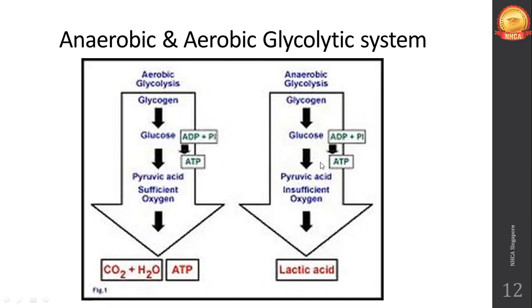The glucose will be converted into pyruvic acid, and since there is not enough oxygen, this is anaerobic glycolysis. The word anaerobic itself, what does it mean? In the absence of oxygen. Anaerobic means in the absence of oxygen. In the absence of oxygen, this pyruvic acid will convert into lactic acid.